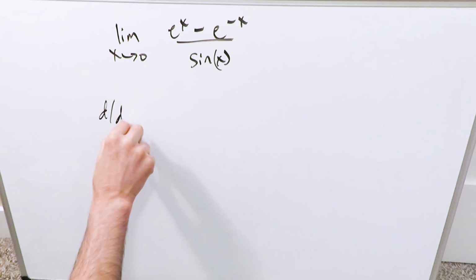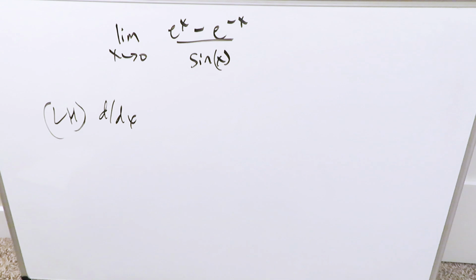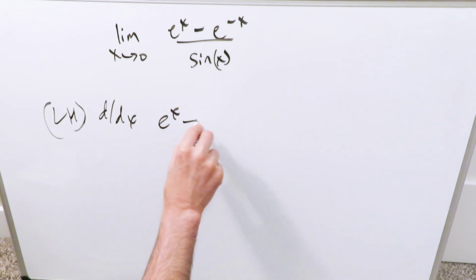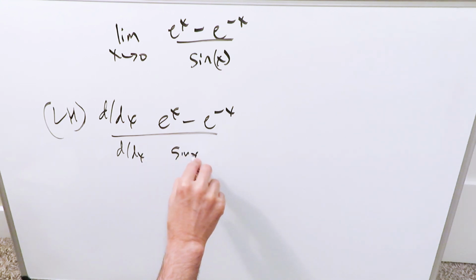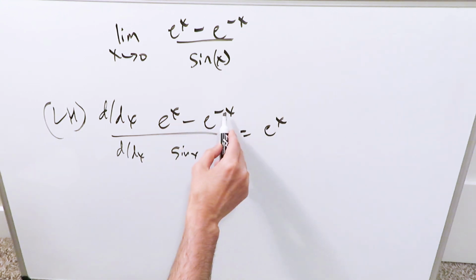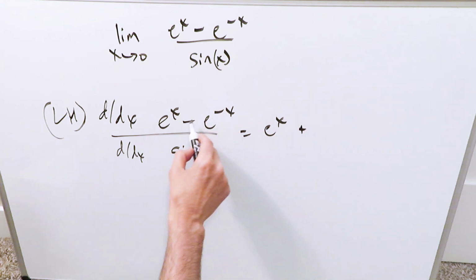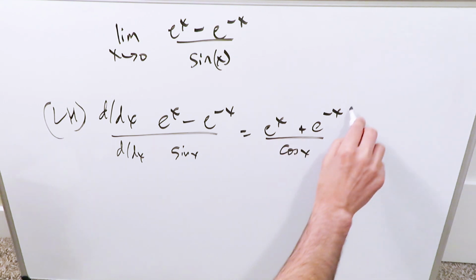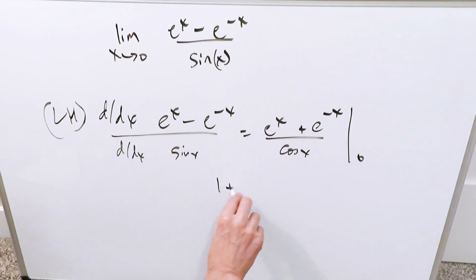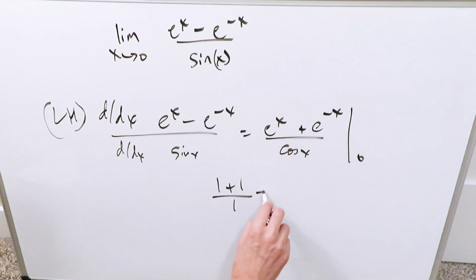The easiest way is L'Hopital's rule. You can do it in multiple ways in itself. How would we do it? Take the derivative of the numerator expression, and then the derivative of the denominator expression. From here, you'll have e to the x, and the derivative of e to the minus x becomes minus e to the minus x, which combines with the minus sign and becomes plus e to the minus x, divided by cosine x. Putting in 0, you have e to the 0 plus e to the 0, divided by cosine 0. You'll have 1 plus 1, which is a 2, and the answer is 2.